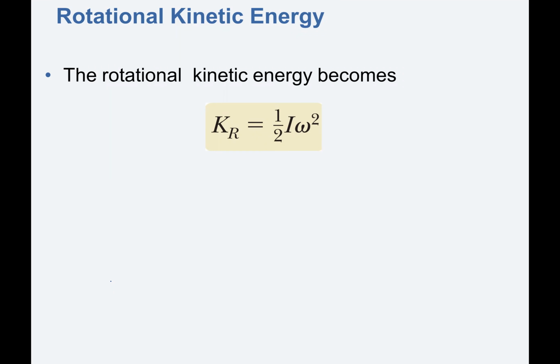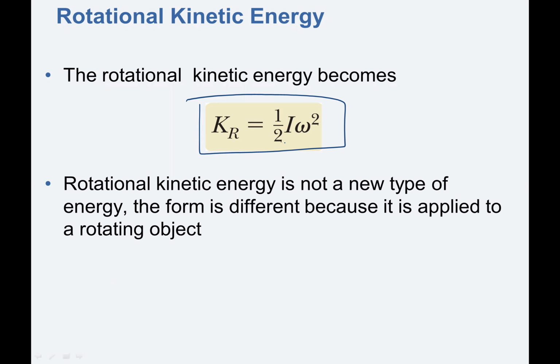Now, the total rotational kinetic energy. If I replace the parentheses with this moment of inertia I, it becomes 1/2 I omega squared, where I is the moment of inertia and omega is the angular speed. So rotational kinetic energy becomes that. Rotational kinetic energy is not a new type of energy; the form is different because it's applied to a rotating system.